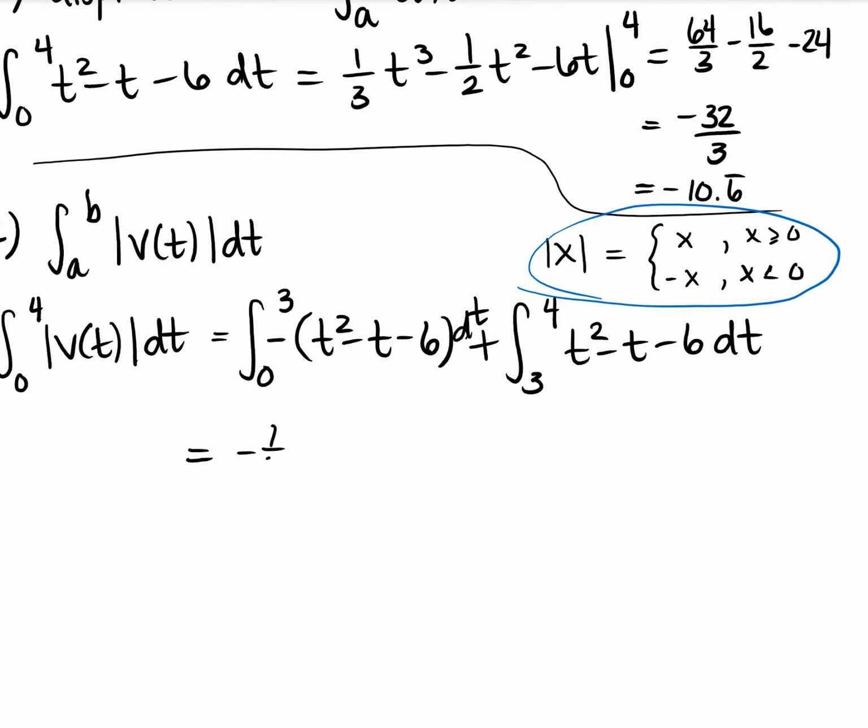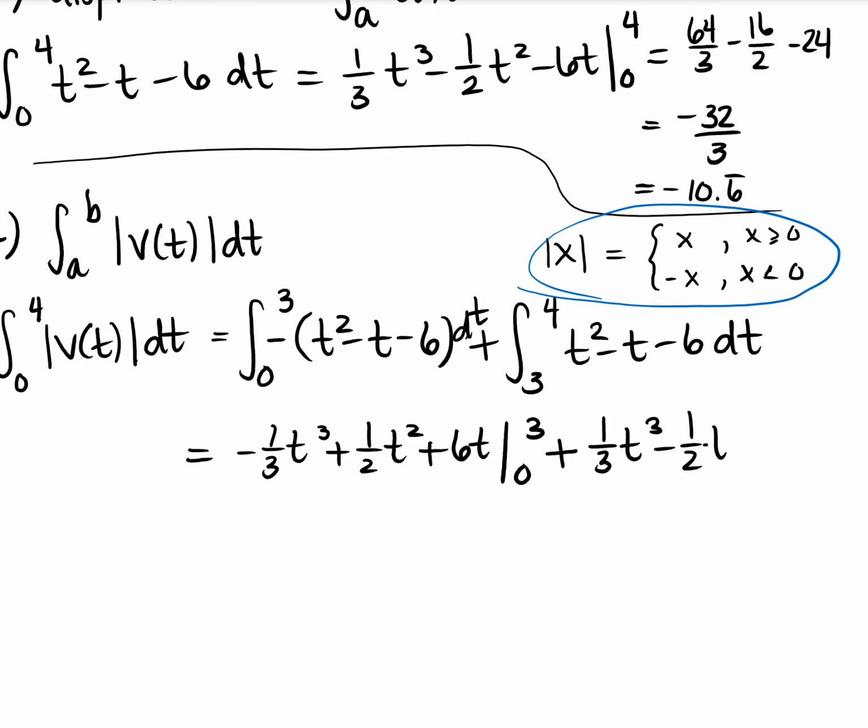All right, so what do we get here? I get a negative 1/3 t cubed plus now 1/2 t squared plus 6t, all from 0 to 3, plus, same thing here, just opposite signs, minus 1/2 t squared minus 6t. You can't do these together, guys. You can't do this as one integral. You have to do these as two separate integrals, and I expect to see that.